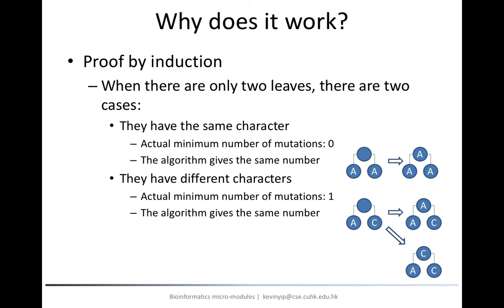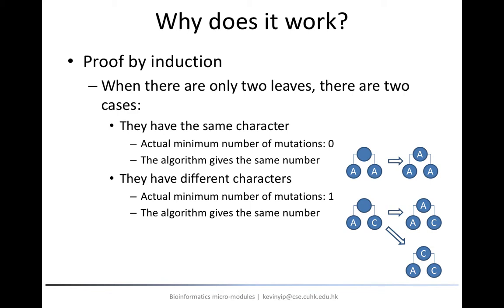First, in the base case, if there are only two leaf nodes, there are only two possibilities. If the two leaf nodes have the same nucleotide, obviously the optimal solution is to assign the same nucleotide to the root, leading to no mutations along all the tree branches. Fitch's algorithm does exactly this.